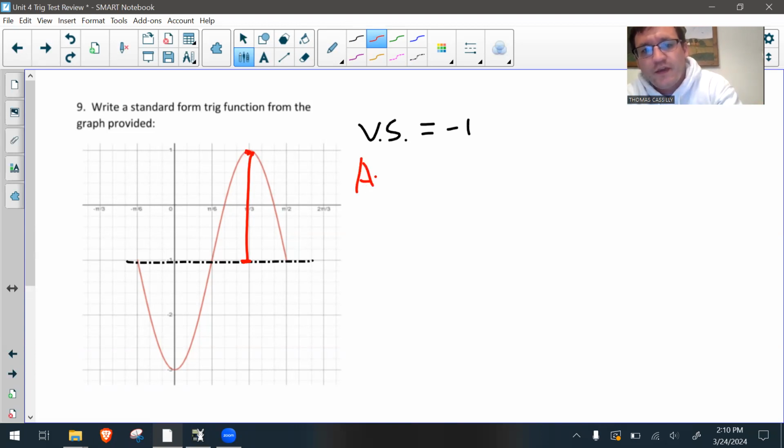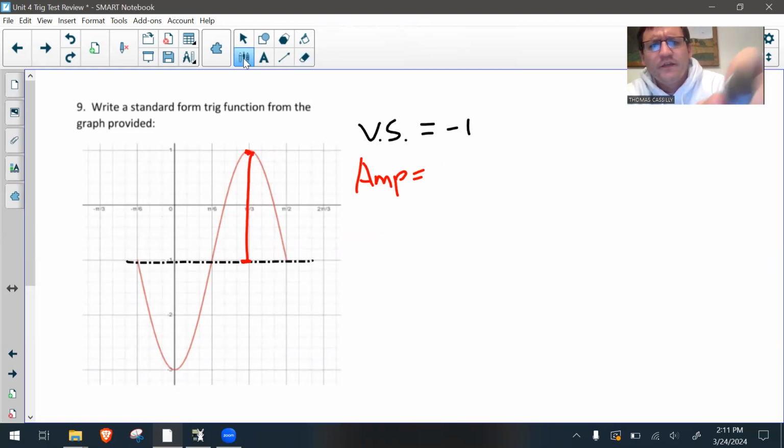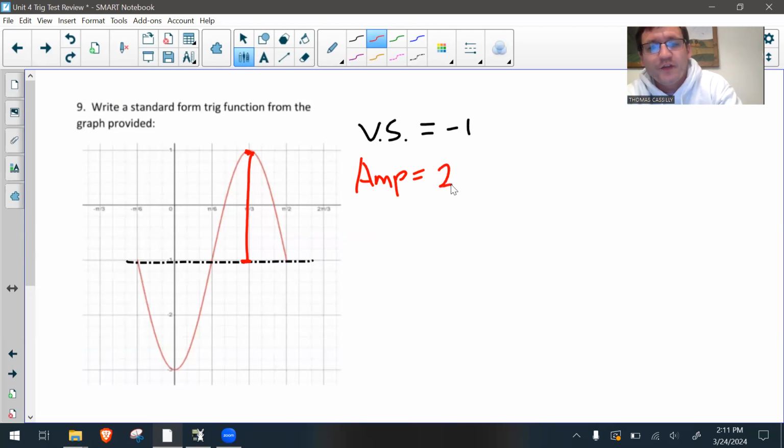So I'm just going to say amp equals, I said 1. I'm sorry, that's not right. The amplitude is 2 on this one. It goes from -1 to a positive 1. This has a height of 2.